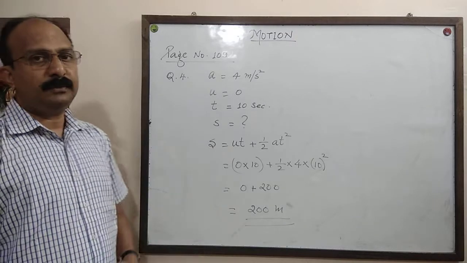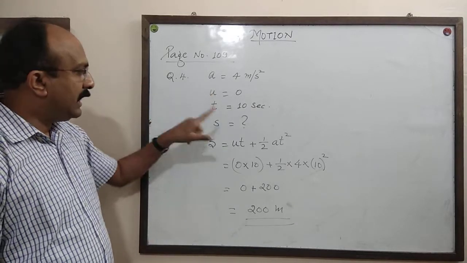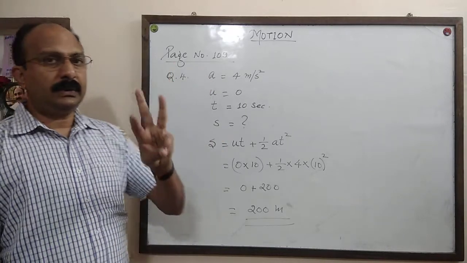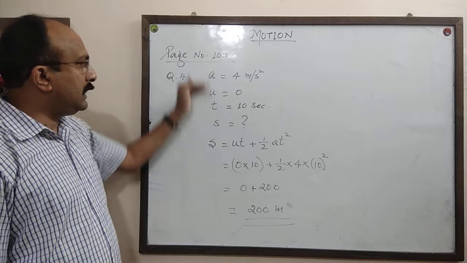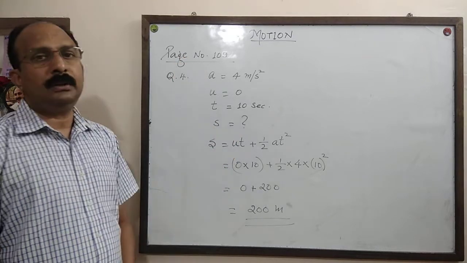So all these are simple numericals. First of all, you have to write what is given in the question and what is asked in the question. Then you see among the 3 equations of motion which equation relates all of them together. Apply that particular equation, substitute the values.